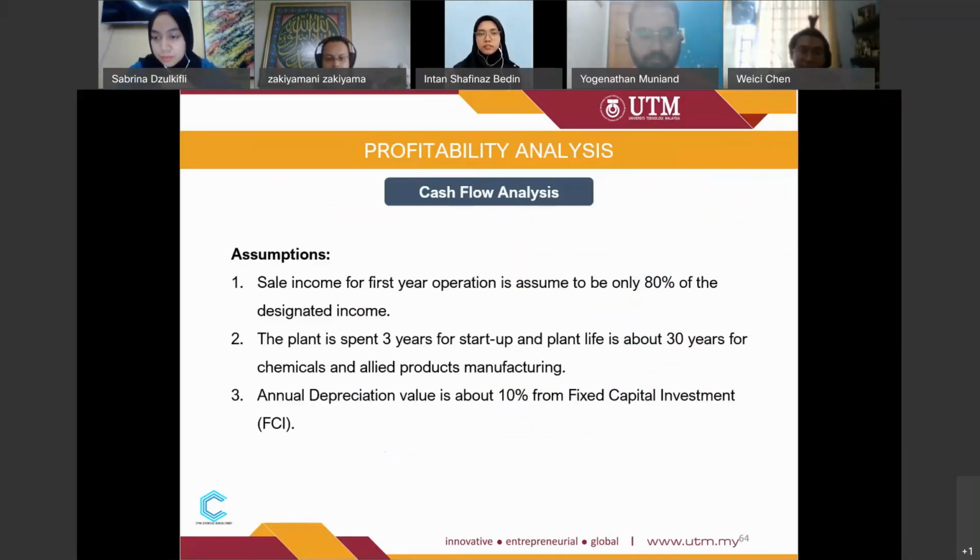Next is the cash flow, and we have three assumptions. The sale increase is only 80%, and the plant life is including the 3 years of construction. And then we have the depreciation value of 10% for the FCI.